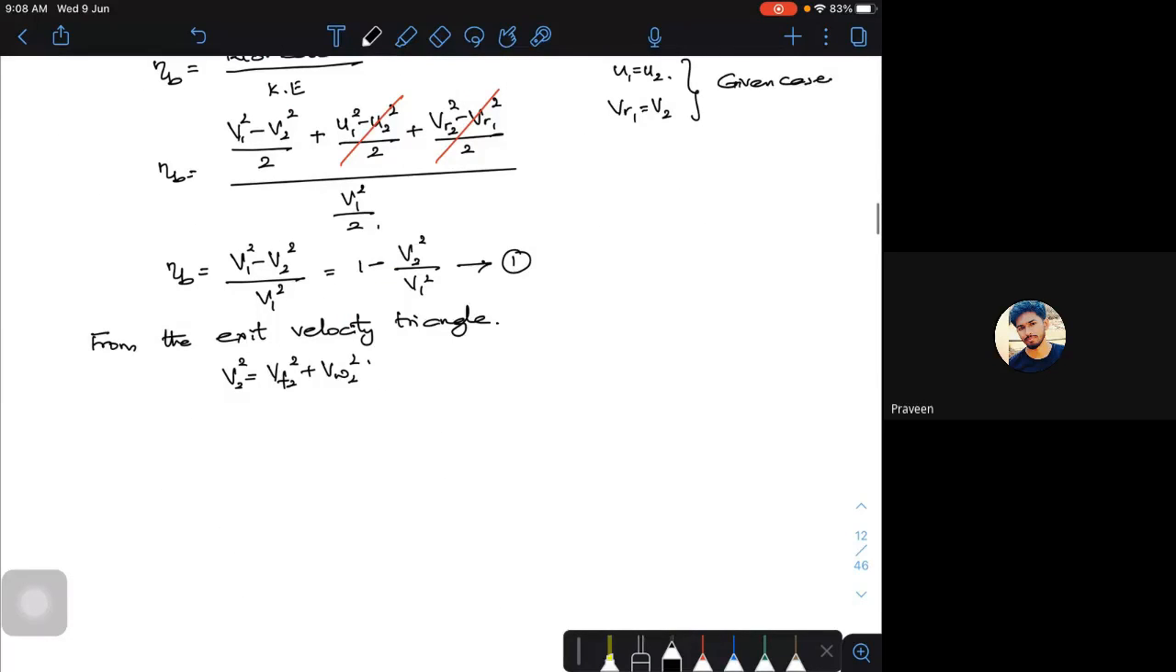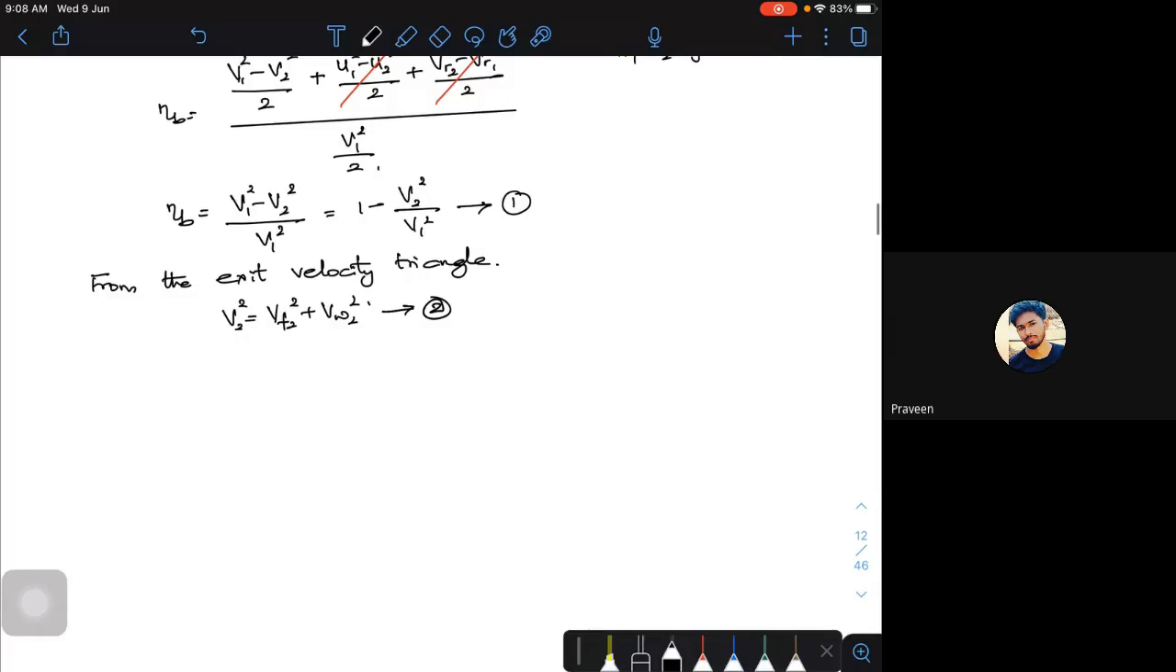Now what I'm going to do is substitute for this V2 square in 1. If I call this equation number 2, substitute equation 2 in equation 1. Therefore, your blade efficiency is equal to 1 minus (VF2 square plus VW2 square) divided by V1 square.